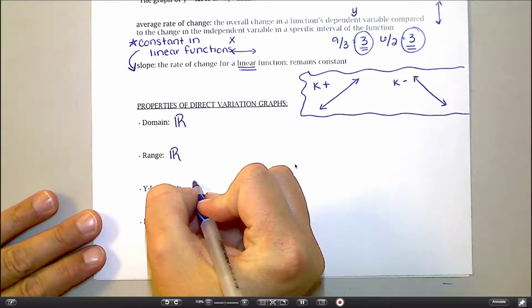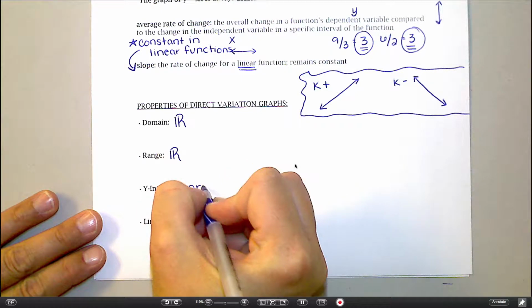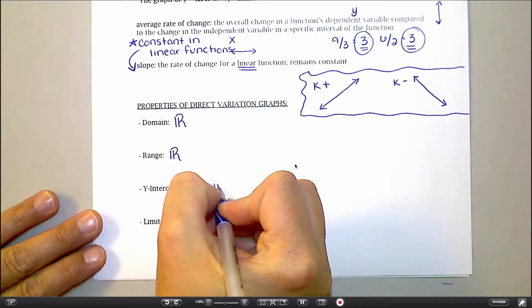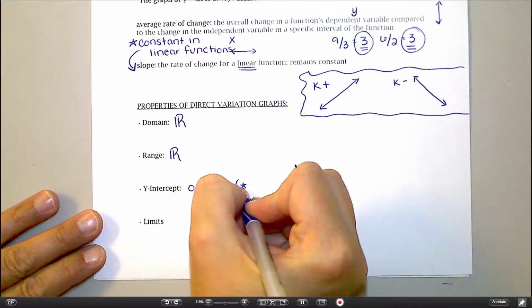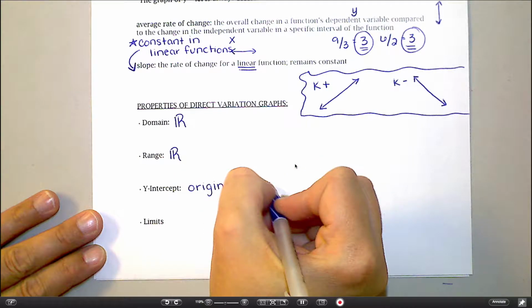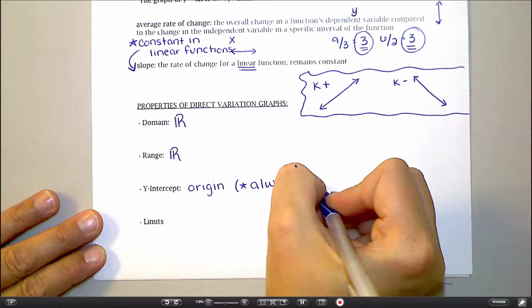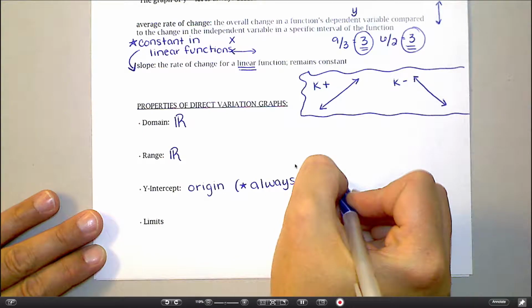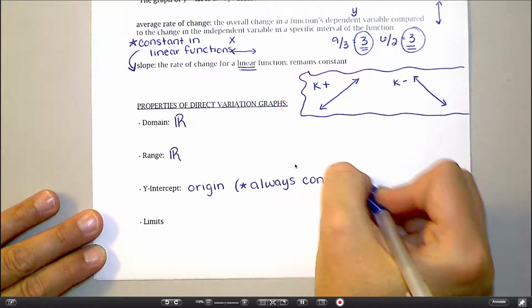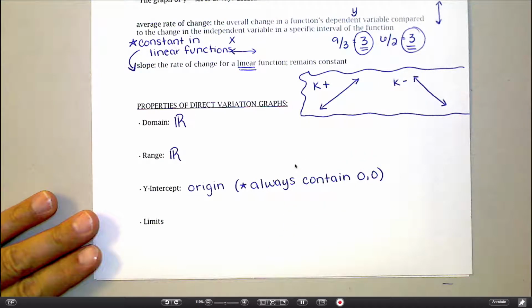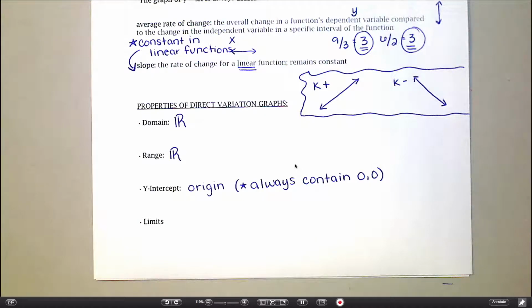So the y-intercept is at the origin, and I'm just going to make a note here that these graphs always contain 0, 0. So any one of these direct variation graphs contains 0, 0.